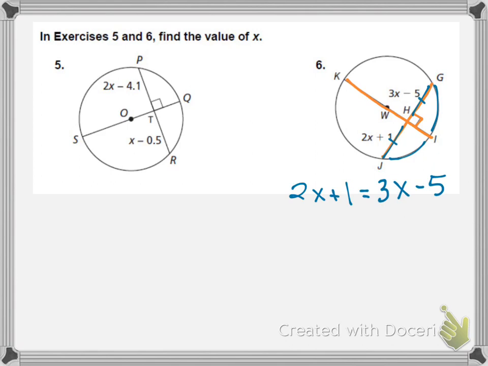We always move the smallest x, which here would be 2x. So 1 equals x minus 5. Last step to get x by itself, we have to move the minus 5. So do the opposite, so plus 5. 6 will equal x.